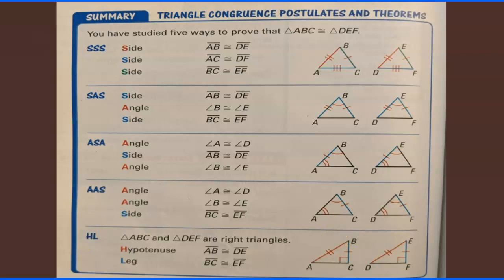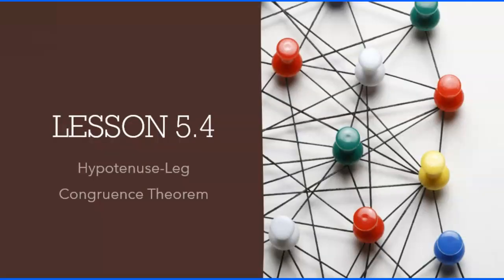So that is all for this lesson. Hopefully that was fairly easy, straight to the point. Hypotenuse leg congruence theorem, and that's where the hypotenuse, the one across from the right angle, and one of the legs are congruent. So if you have any questions, let me know.